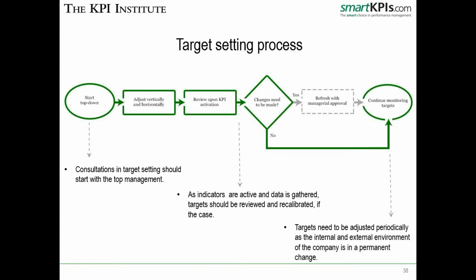Consult the target setting in terms of approaching the top management, and then it's a matter of adjusting these targets both vertically and horizontally as part of the balanced scorecard perspectives, but also within the same perspective we can have this calibration. It's a matter of reviewing the targets upon KPI activation. As I was emphasizing, sometimes you need to start a target from thin air, so it's a matter of trying to adjust the level of the target before analyzing and tracking the performance for that particular KPI.